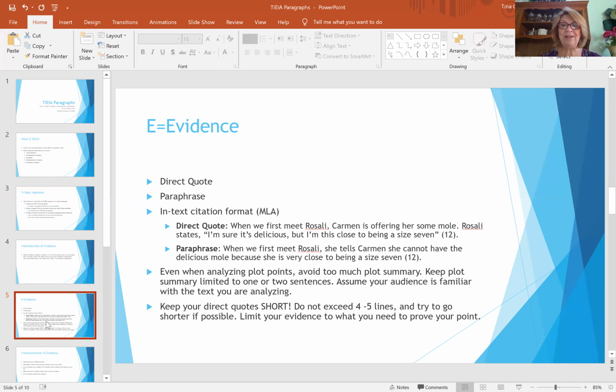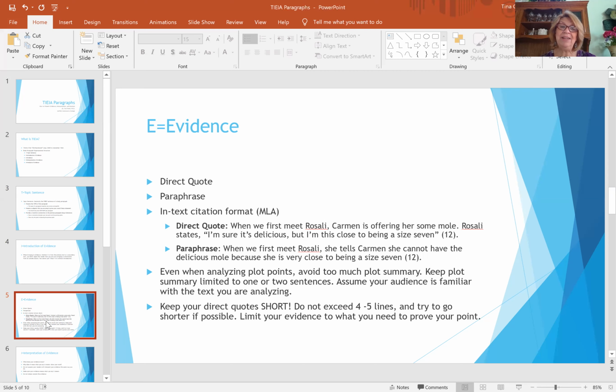Evidence. What constitutes evidence in a literary analysis? Well, you have two different kinds of sources. One is a primary text, which is the text that you're analyzing, and then secondary texts that you might use to research your analytical points. You can use direct quotes and you can use paraphrases. Both, however, need to be cited. We call this in-text citation.